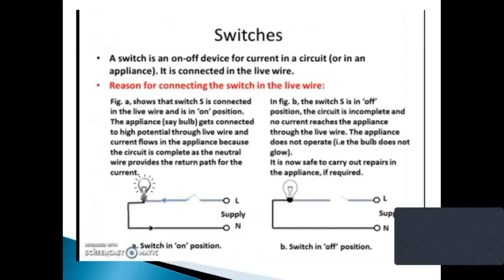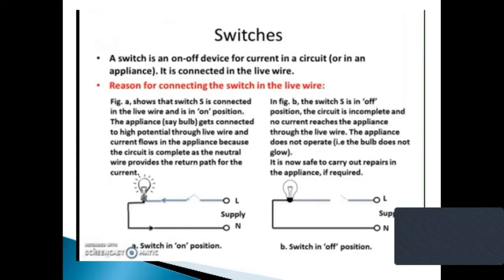Now let's study about switches. A switch is an on-off device for current in a circuit or in an appliance, and it is connected in the live wire. Again, why can we not use the switch in the neutral wire?